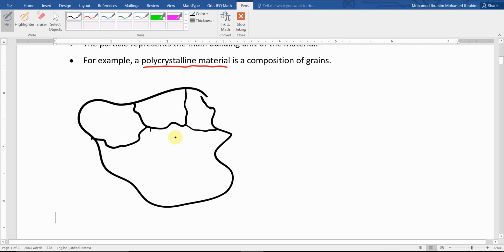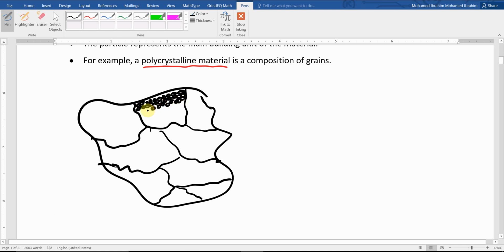There are lots of grains inside the material microstructure. If you remember, these grains are like crystals, and all of these grains include some atoms inside the material. In some cases, these grains include some molecules, and a molecule is a chemical composition of more than one atom together.